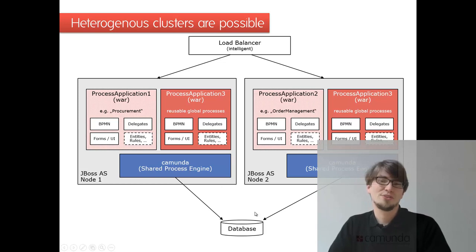And how does that work? It works because, as I said earlier, we register the process application on the shared engine. So this engine knows, oh, I know the order management processes. So I only take the processes I know, or I only execute the timers or jobs for the processes I know here. So this one will not touch any procurement processes, and the other way around. So this works pretty well.